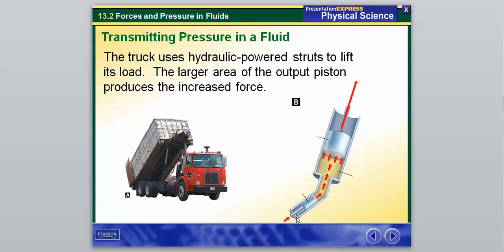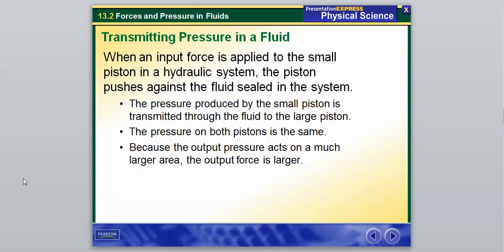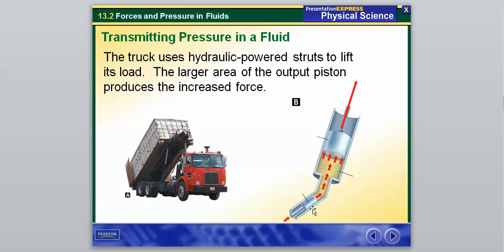Our input force is this tiny little red line down here, and this little cylinder right here is our input piston, our smaller one. How this truck works is something applies a force to this piston right here. The piston then applies a force to this fluid. That's our first step, and this fluid is trapped, so it's not going anywhere. Then the pressure produced by the small piston is transmitted through the fluid to the large piston. So the pressure starts in the small piston, goes to the fluid, and then here's our larger piston up here.